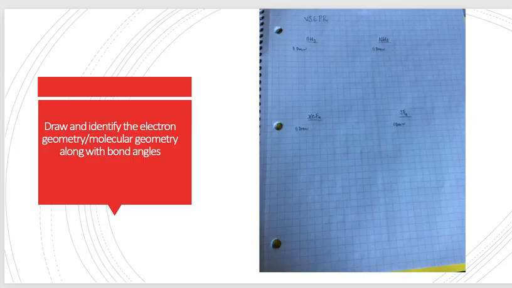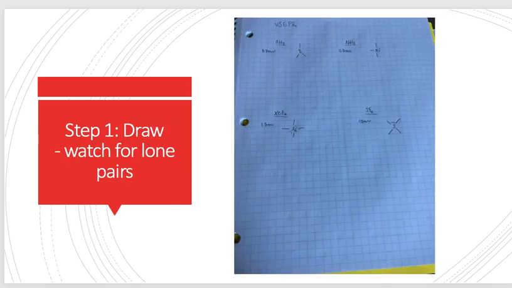Alright, so the worksheet that I was given to do for this asked us to identify the electron and molecular geometry along with the bond angles for the following. Now we have BH3, NH3, xenon tetrafluoride, and sulfur tetrafluoride. So first things first, drawing the Lewis structure.